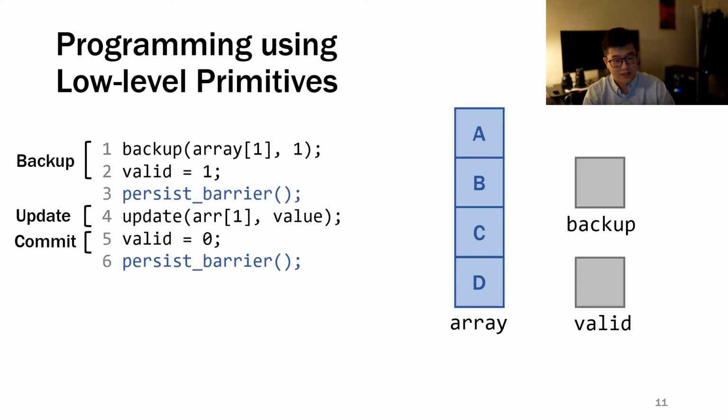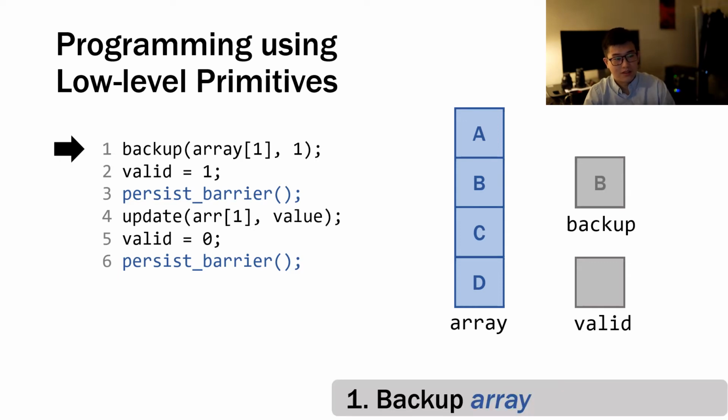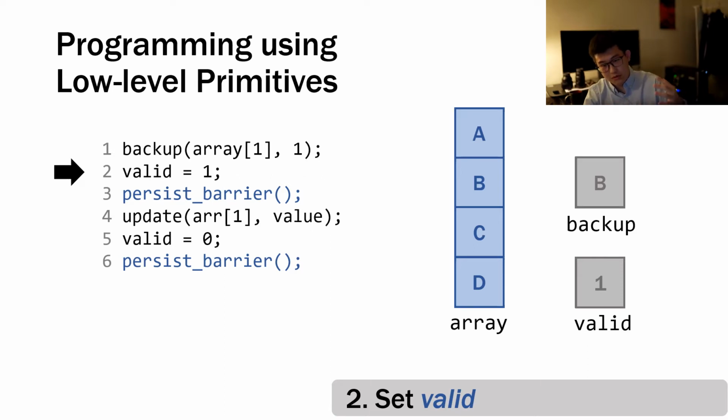So here is a code example according to the design that we discussed previously. Similarly, we can divide the code into three steps: backup, update, and commit. In the backup step, the program first copies B to the backup location, which is a separate position in the persistent memory, and sets valid bit to 1 because we want to make the backup valid so we can use it in recovery. Both backup and valid are marked in gray color because at this moment we haven't flushed the cache yet. So we don't know whether data has been written back to memory or not. We just keep it gray for an uncertain state.